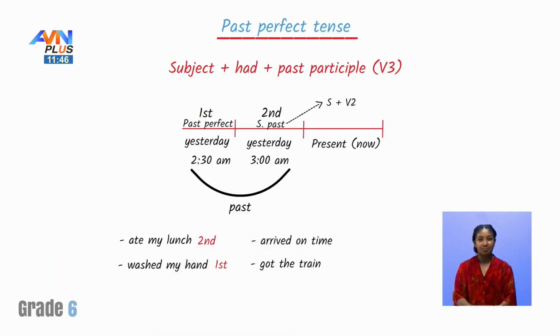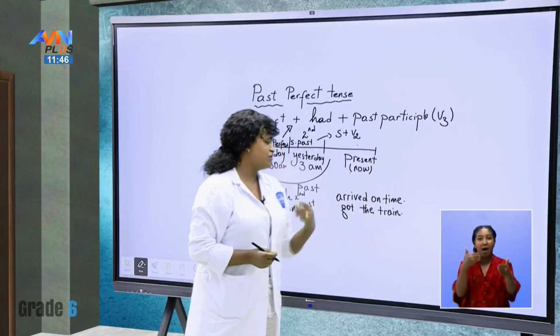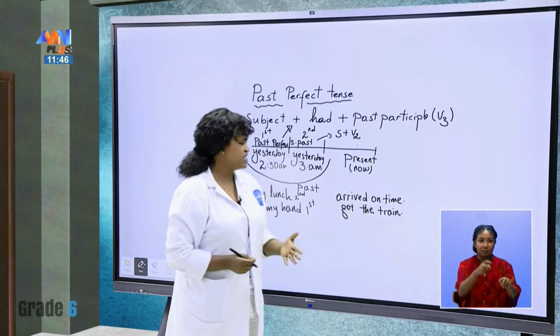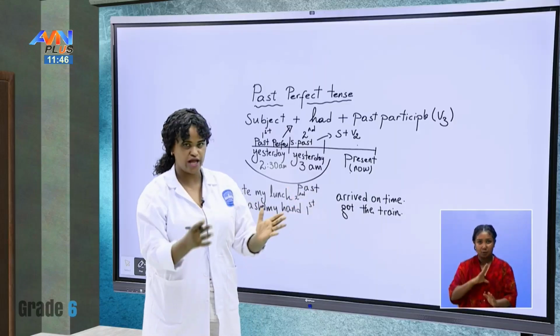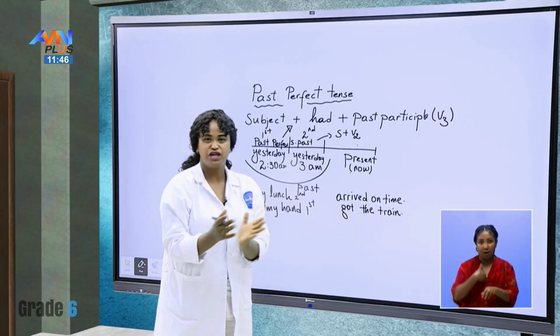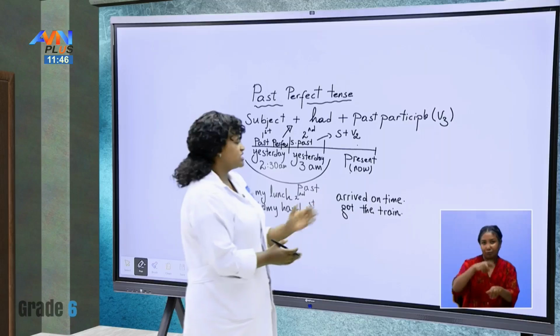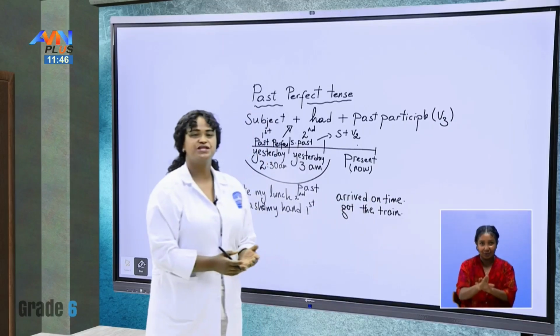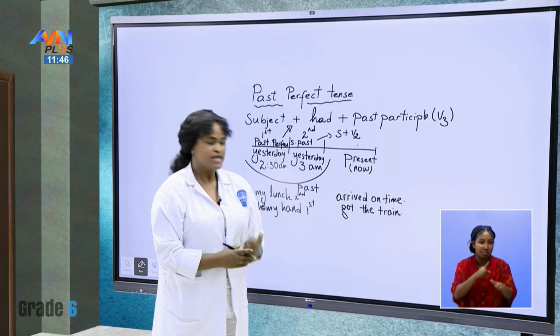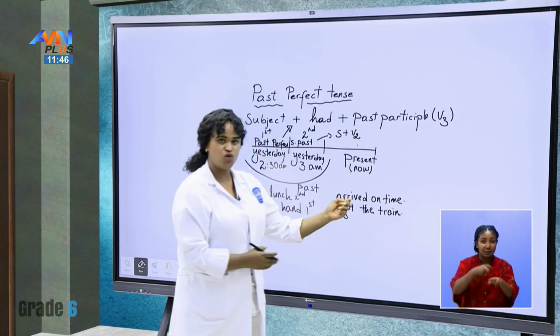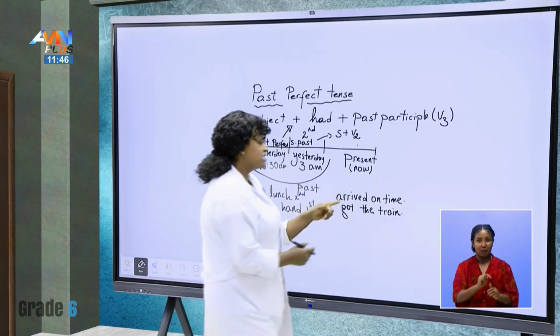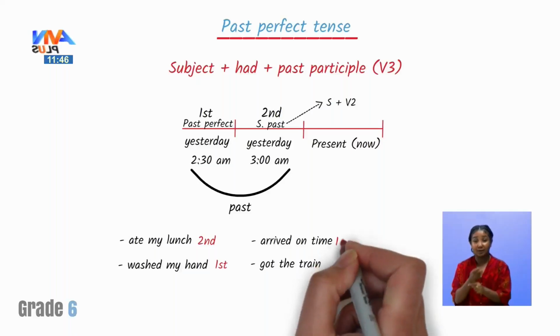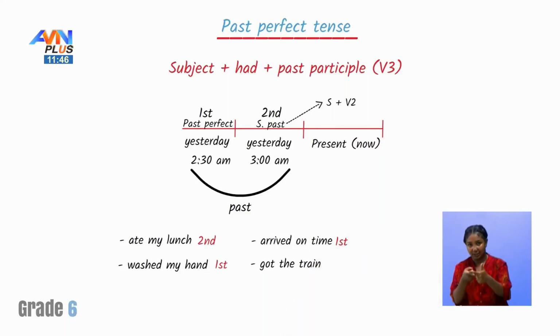Let's go to the other pair. Arrived on time, got the train. That means this person regularly uses a train, which comes and goes in a fixed time. So he's telling us that he arrived on time and got the train. Which one do you think happens first? Yes, in order to get the train, he has to arrive on time. So this action is first and this one is second.